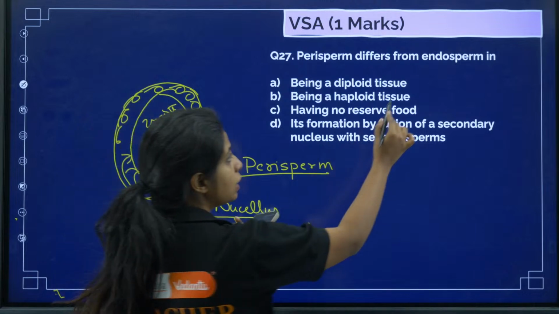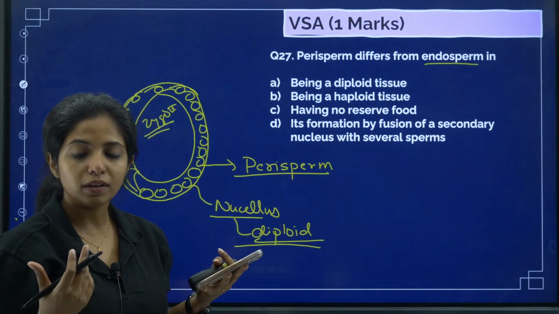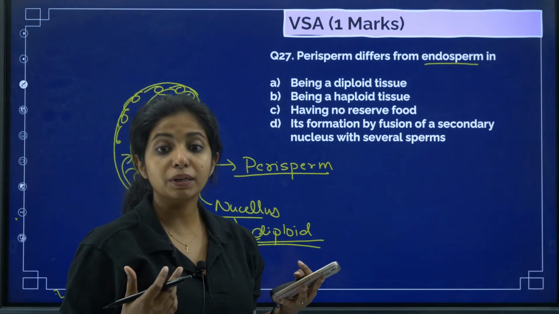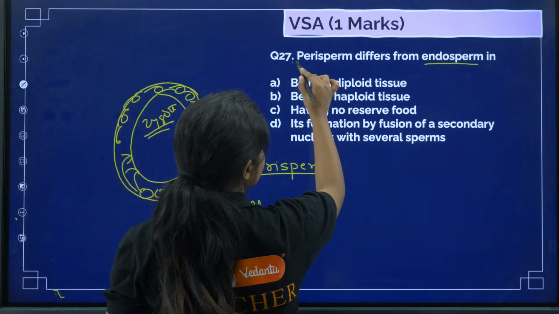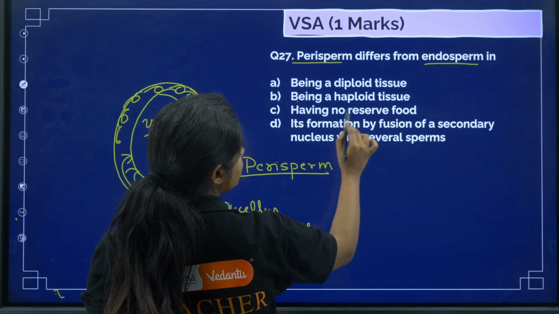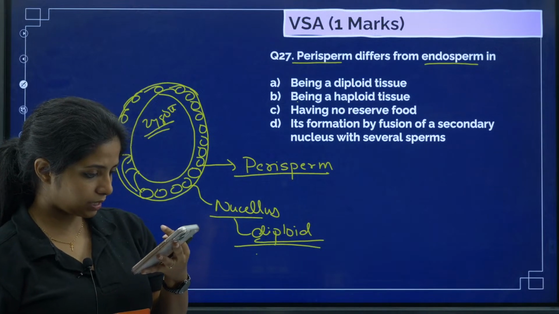But when you talk about endosperm, you know endosperm is made up of the primary endosperm cell, right? And they would be triploid, my dear children. So how is perisperm different? Perisperm being a diploid tissue, having no reserve food, how is it different? So let me see, okay.